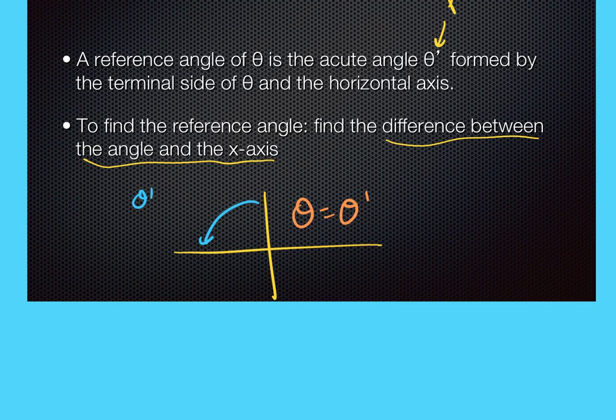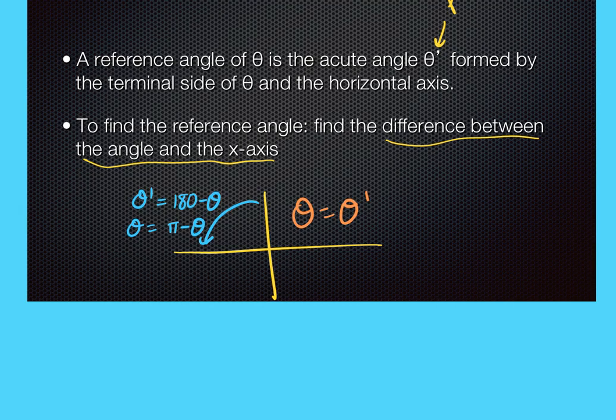So the reference angle equals 180 minus theta, or the reference angle equals pi minus theta if it's in radians. So this could be something like 100 degrees. 100 degrees is in the second quadrant. To find the reference angle, I would do 180 minus 100, and that is 80 degrees. In radians, this could be something like 4 pi over 5. 4 pi over 5 is bigger than a half, but less than 1, so I would subtract that from pi, and I'd get pi over 5.